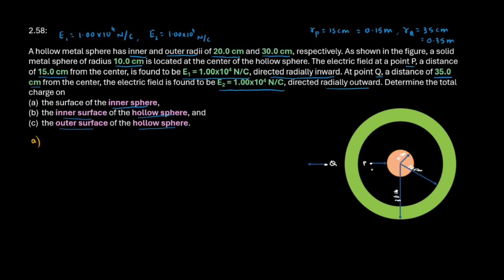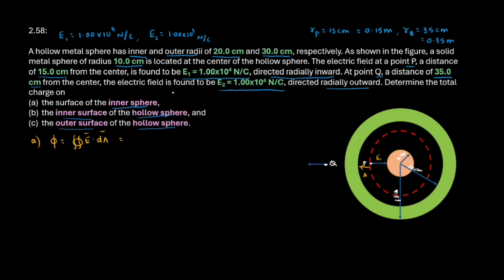To find this, we will use the electric field at point P. Let's construct a spherical Gaussian surface passing through point P. The flux for the Gaussian surface can be given as phi equals integral E dot dA. Electric field at point P is pointing radially inward, whereas area vector for a sphere is always perpendicular to the surface of the sphere, pointing radially outward. So as you can see from the figure, the electric field E at point P and the area vector A are opposite to each other.